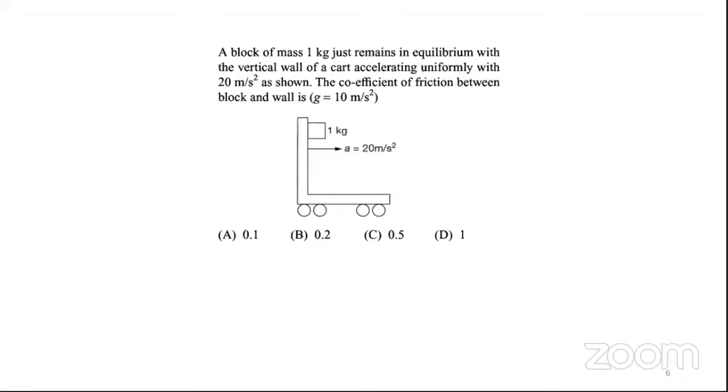A block of mass 1 kg just remains in equilibrium with the vertical wall of a cart accelerating uniformly with this acceleration. The coefficient of friction is.